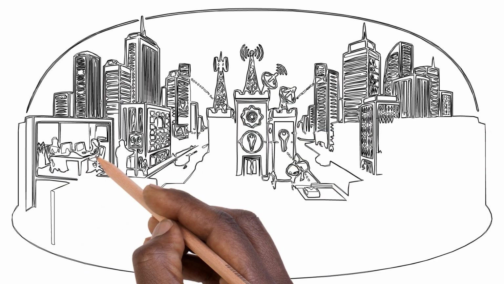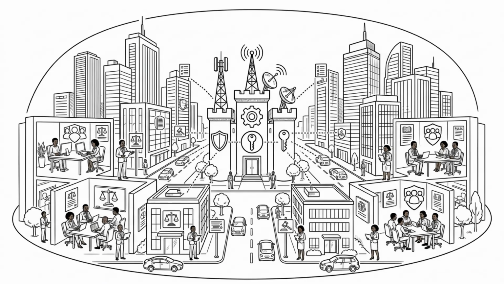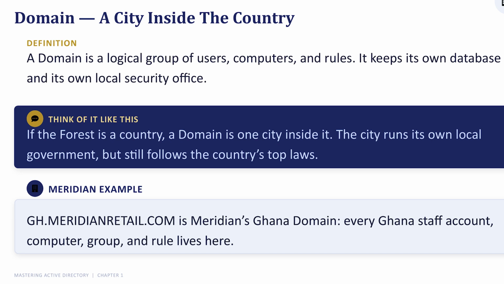Domain: a city inside a country. That's how I want you to picture it. The slide defines domain as a logical group of users, computers, and rules. It also says the domain maintains its own database and its own local security office, the domain controller. Now use the analogy. If the forest is the country, a domain is a city inside that country. The city has its own local administration, but it still exists inside the larger environment.